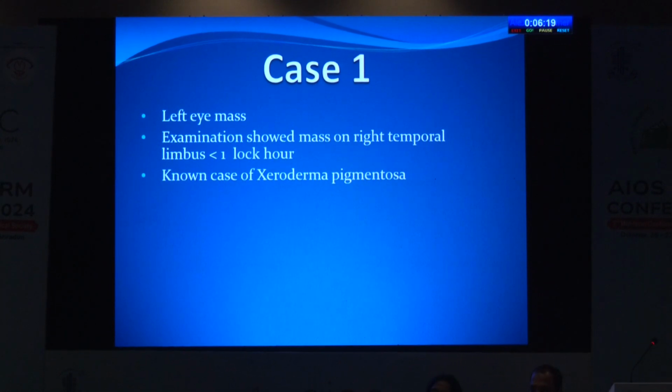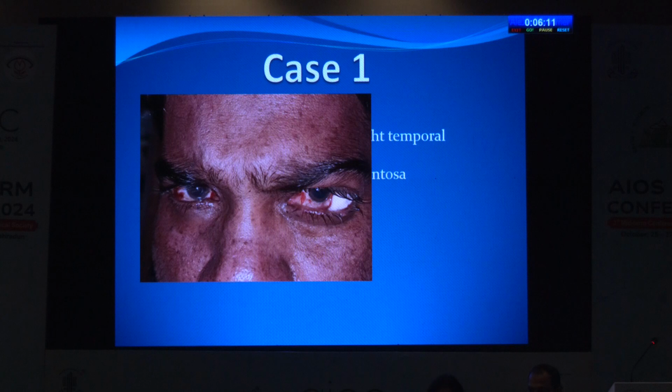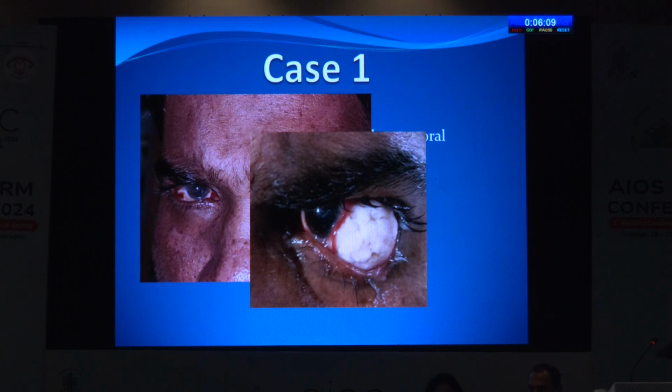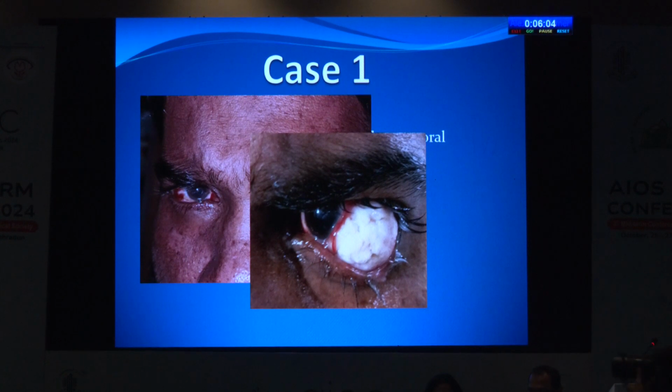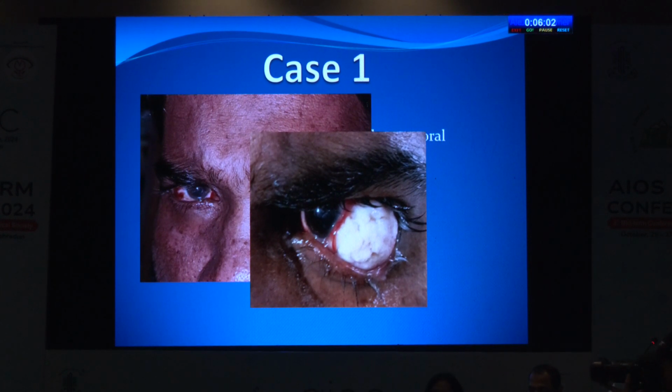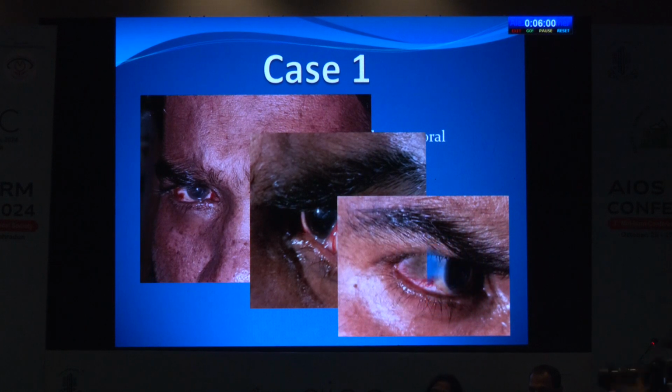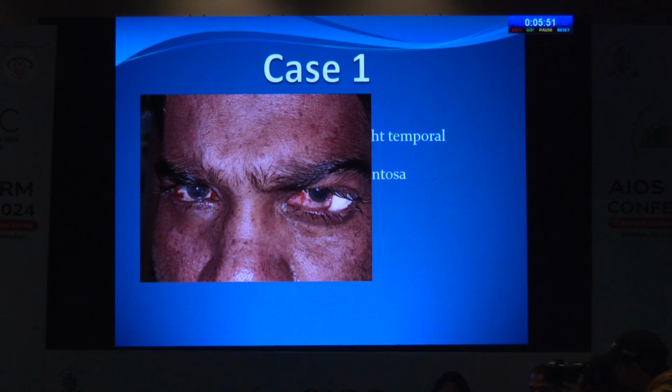hyperkeratinized area. So case 1, who had a left eye mass, examination of the other eye showed congestion in the right eye as well. So this was the left eye mass, a fungating mass growing on the temporal side, abduction deficit present. And in the right eye also there was congestion and a flat mass growing on the temporal limbus less than 1 clock hour in size. And as we can see from the face of the patient, it was a patient of xeroderma pigmentosa.